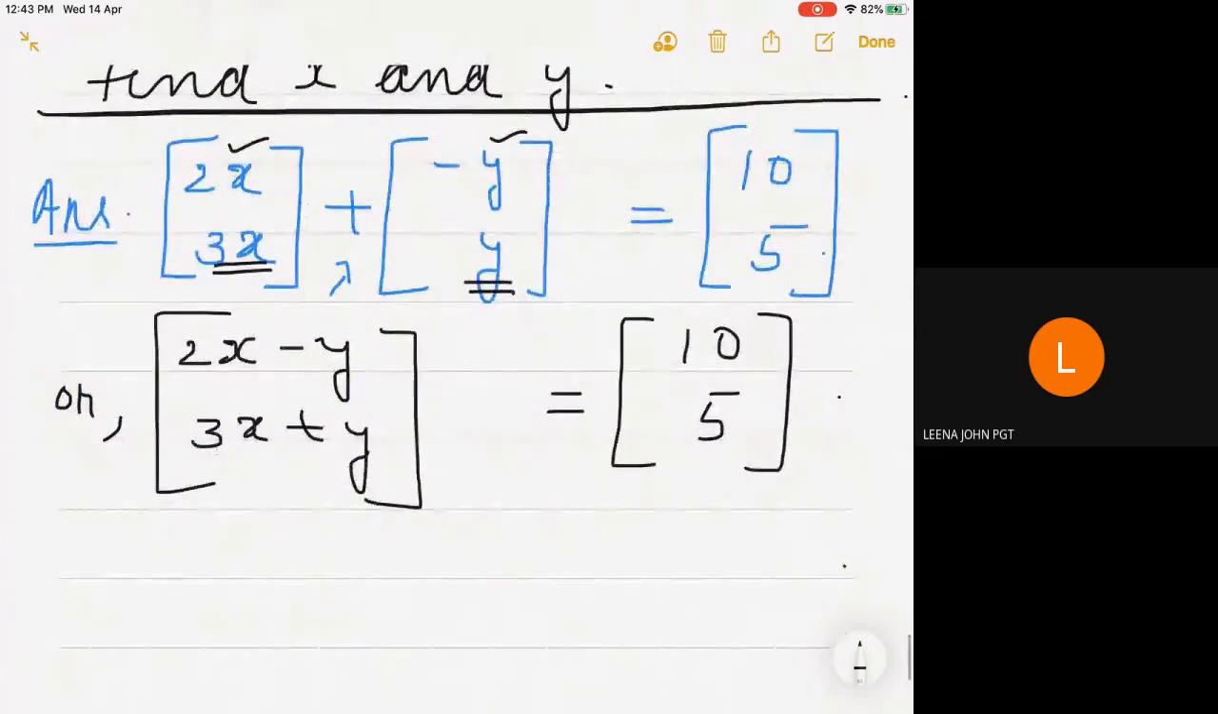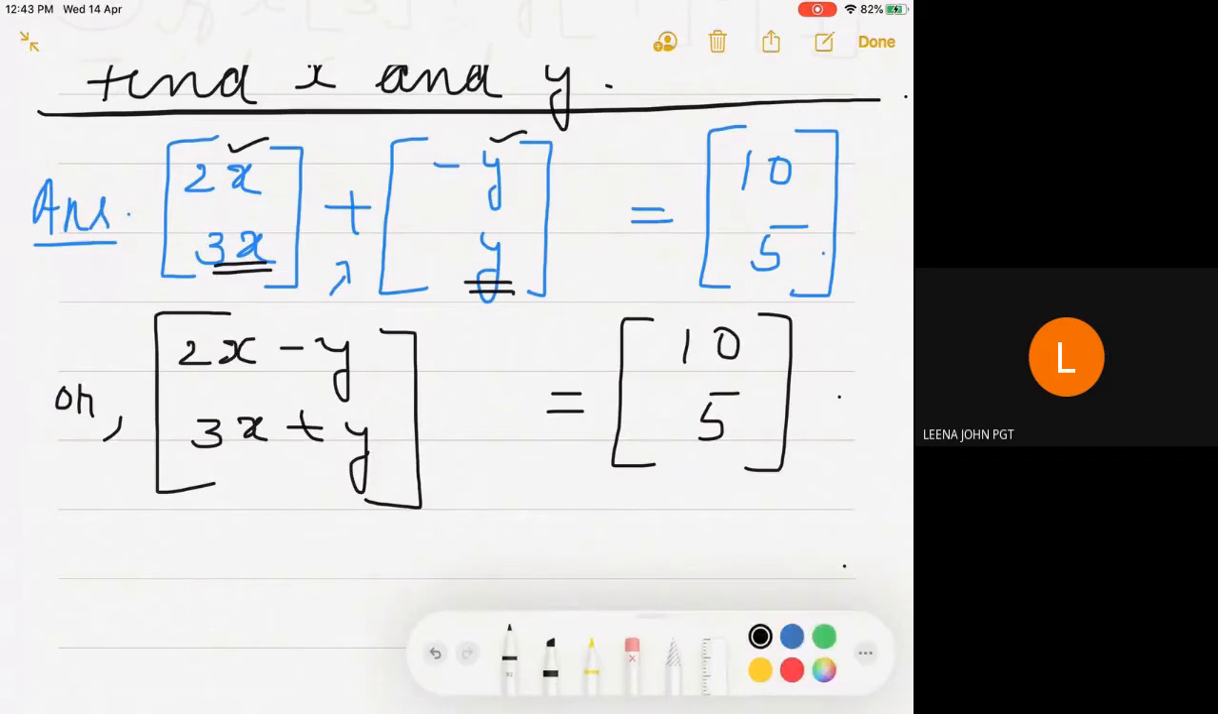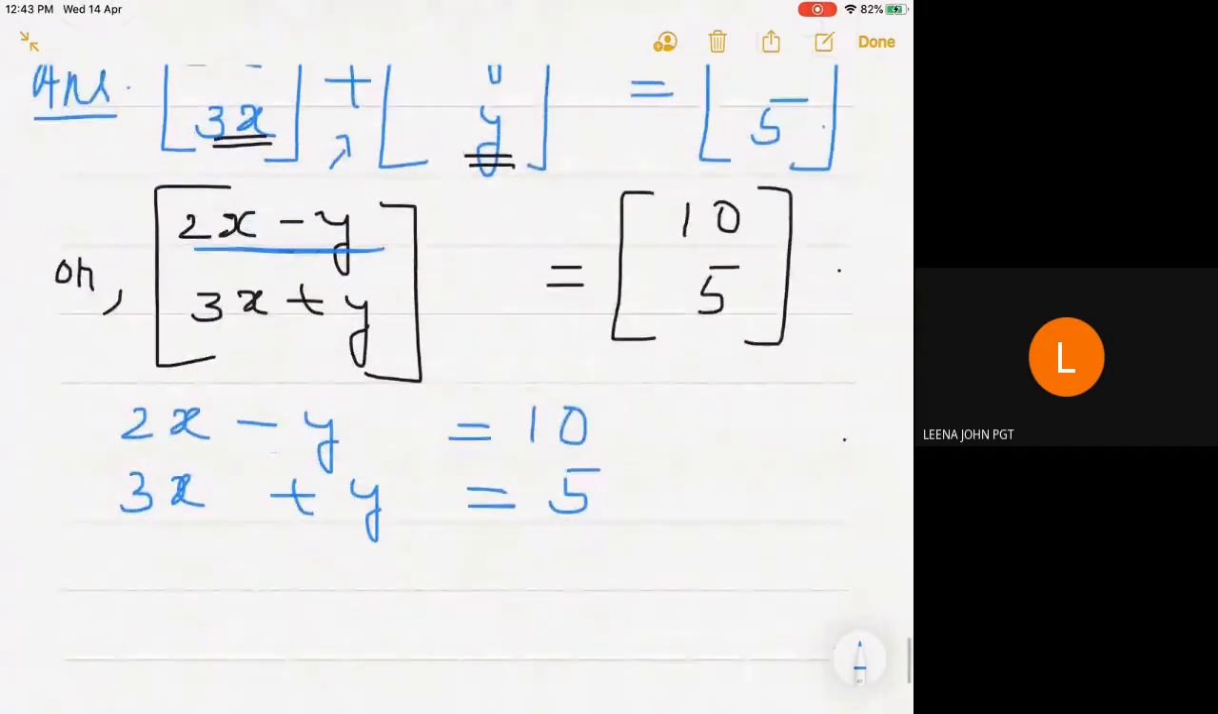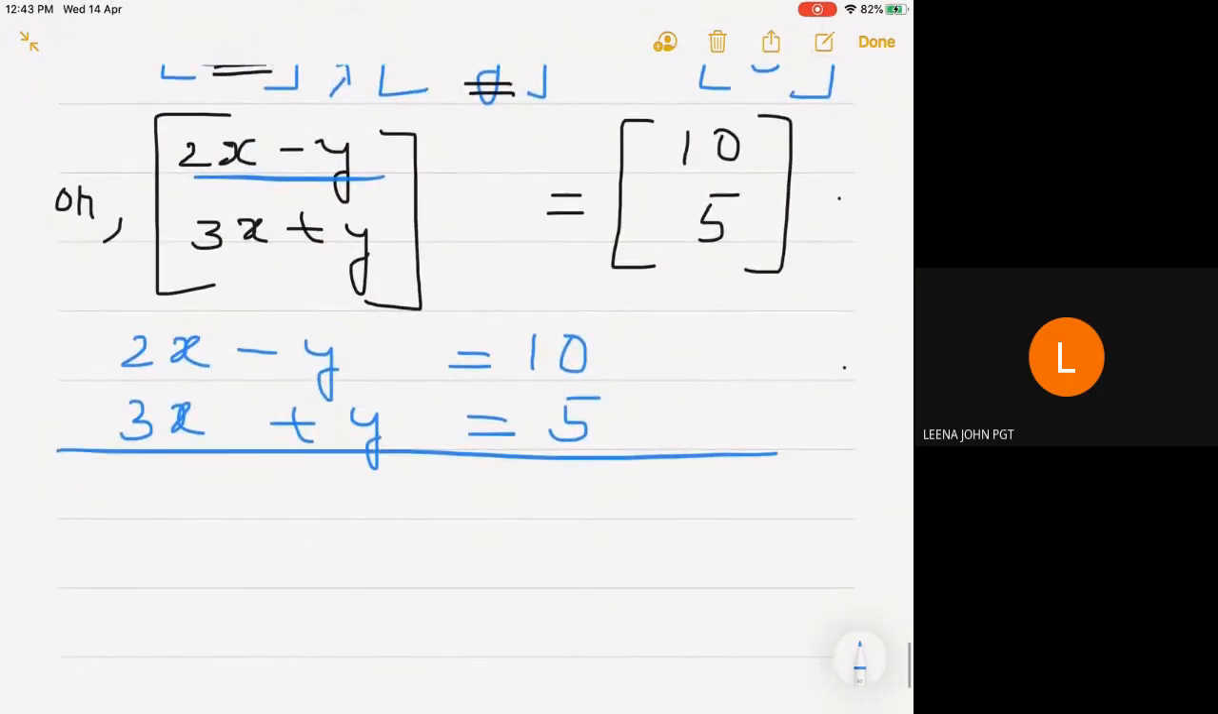Now comes the equality of matrices. Two matrices are equal if they are of the same order and the corresponding elements are equal. That means the corresponding elements, that is 2x minus y equal to 10 and 3x plus y equal to 5. So now we got two algebraic equations, and solving that you will get the value of x and y. Here to solve we apply the elimination method.